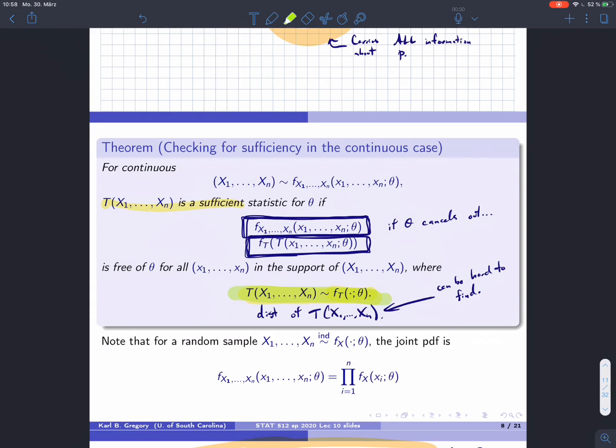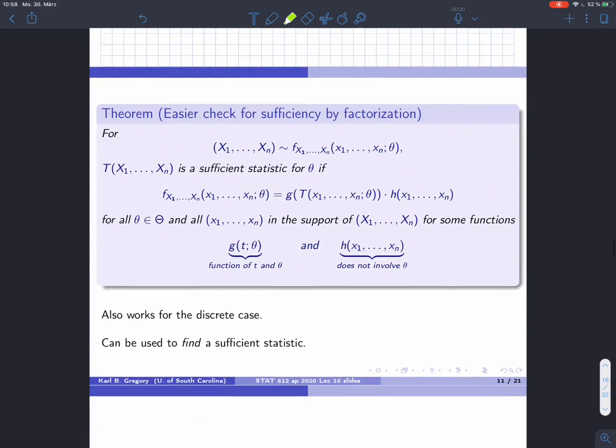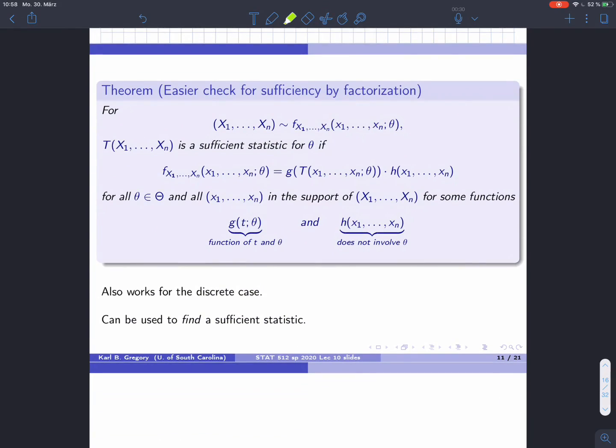So there's another approach which doesn't require us to find this, and it can be a lot simpler, and that is coming from this theorem, which we're going to call the factorization theorem. So it's a check for sufficiency by factorization. So the setup is the same.